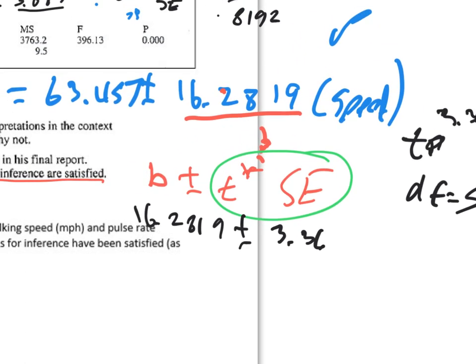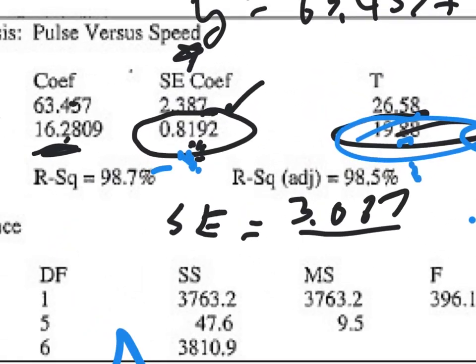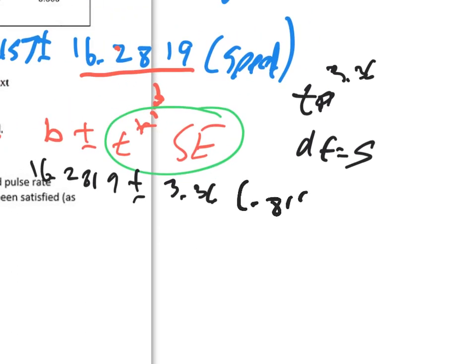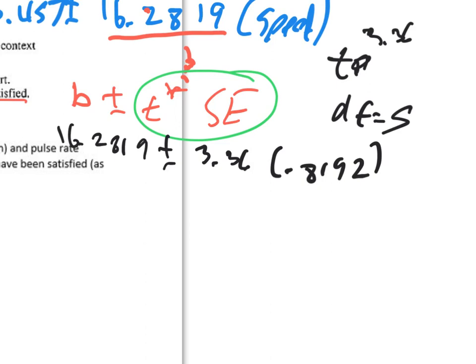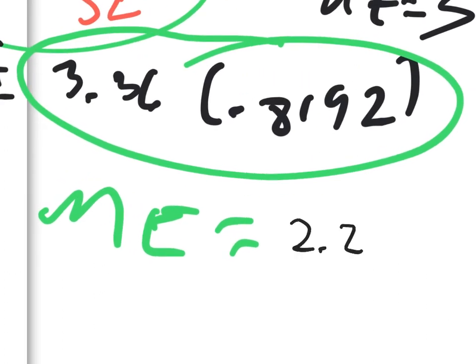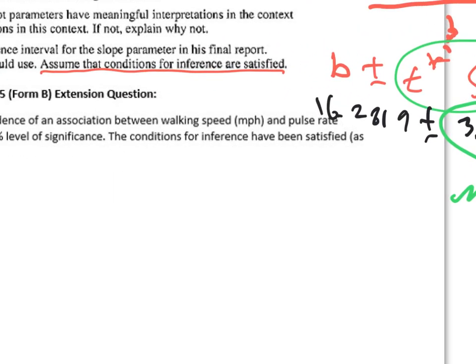3.36 times SE. SE is in the problem, right there. 0.8192. Do I need the whole interval or do I just need the margin of error? He says margin of error. Margin of error is, somebody multiply that out. 3.36 times 0.8192. It's 2 things you're multiplying. 2.23. Thank you. Look at that, that was already 3 things out of 4. Look at the 4th one.